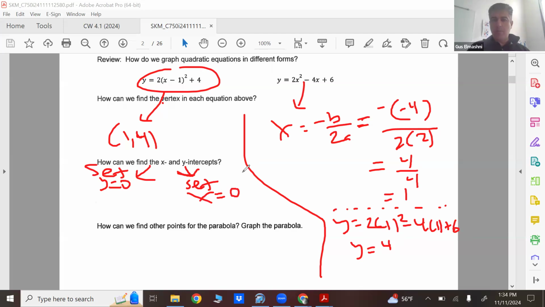So, and then what are they? Or how do we find other points? I'd make a table. When you make a table, I usually would choose values close to the vertex, like maybe 2 or 0. If I put in 0, I should get 6. Plug in 2, you should still get 6 because of symmetry, which I think I do. I do. So do we have to find x, y intercepts? No, not really. I mean, you can if you want.